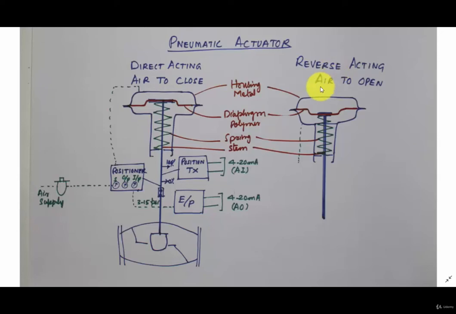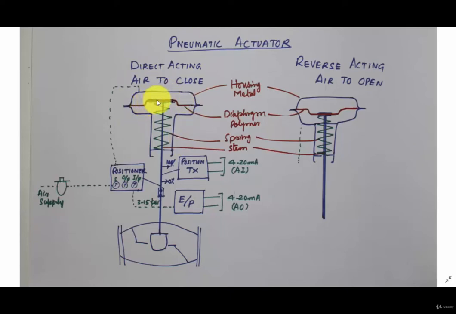Similarly, reverse acting means air to open. That means when air fails, it will be closed. So what is the safe position in this application? The closed position. For example, in gas applications, you cannot leave the gas outside. In an emergency condition, when the signal fails, the valve should be in the closed position. In such a condition, we will use reverse acting, or air to open. In both these cases, we will see the construction details.